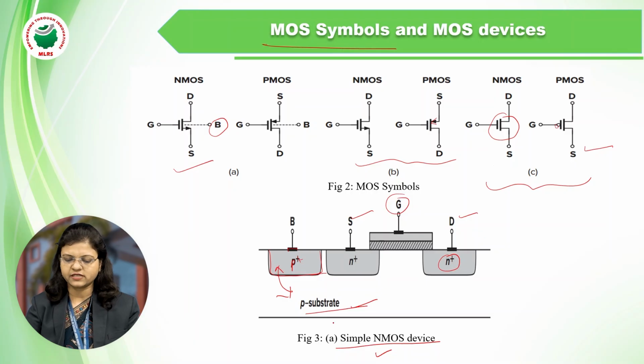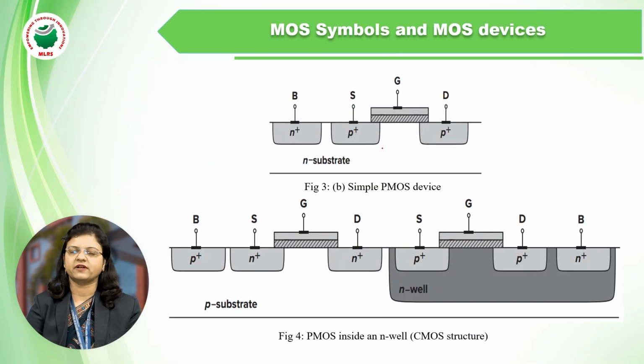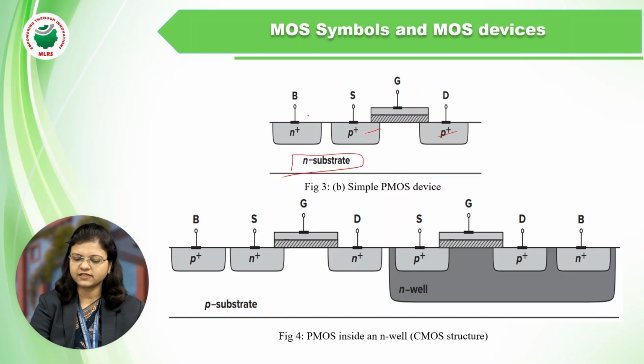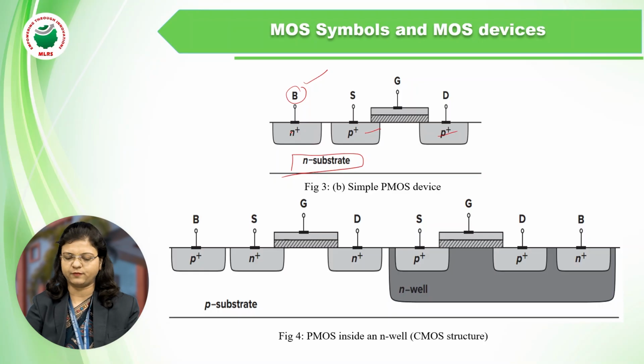Now opposite to it, here is a simple PMOS device. The operation is completely opposite to the NMOS. For NMOS, drain and source are N-type regions, so in PMOS, drain and source will be P-type, again highly doped regions. Then the substrate will be the opposite, N-type. Similarly, here also the bulk terminal is there, having N plus, to have a good contact.